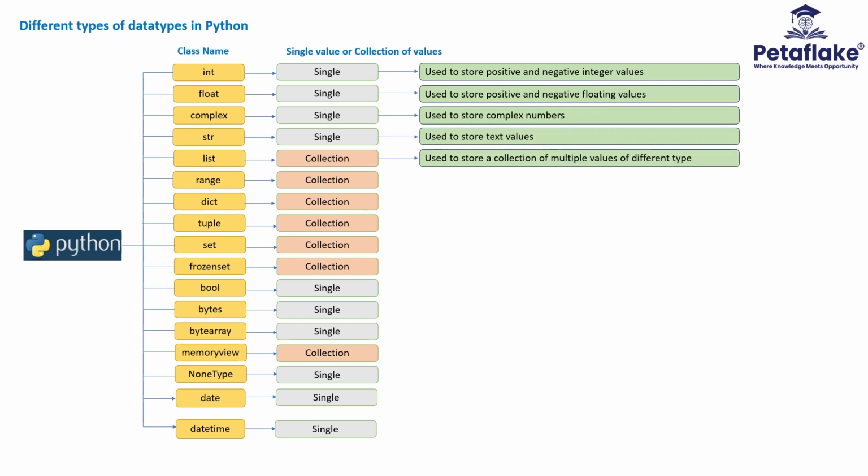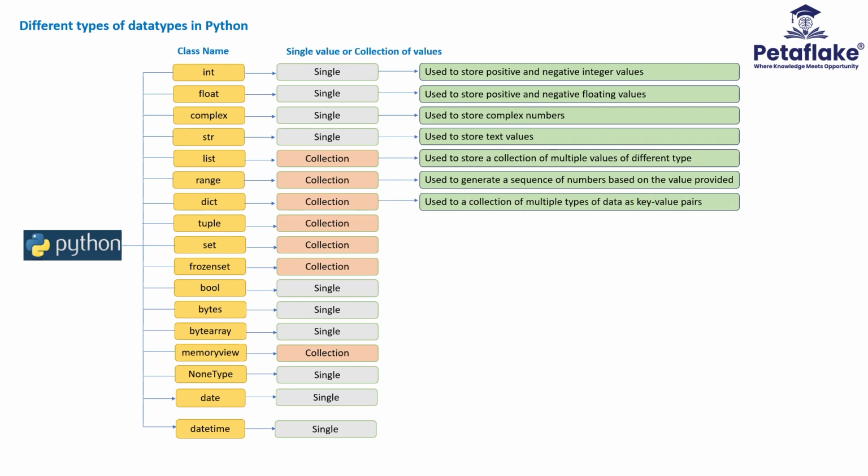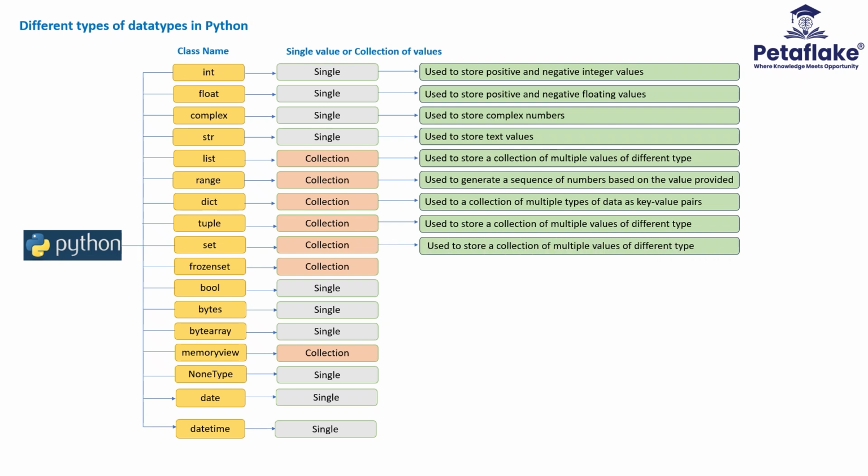List data type is used to store a collection of multiple values of different types. Range data type is used to generate a sequence of numbers based on the value provided. Dict means dictionary. Dict data type is used to store a collection of multiple values of different types as key value pairs. Tuple data type is used to store a collection of multiple values of different types. Set data type is used to store a collection of multiple values of different types. Frozen set data type is used to store a collection of multiple values of different types.